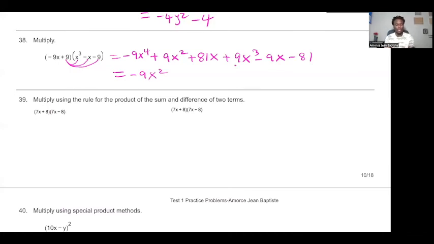I'm gonna put it in order. So I go with the 9x to the third, which does not have a like term. I just write it out as well. X to the second has no like. So that's plus 9x to the second, sorry. And then combine like terms for 81x and negative 9x. That's going to be plus 72x and then minus 81. And that is your answer for this question.